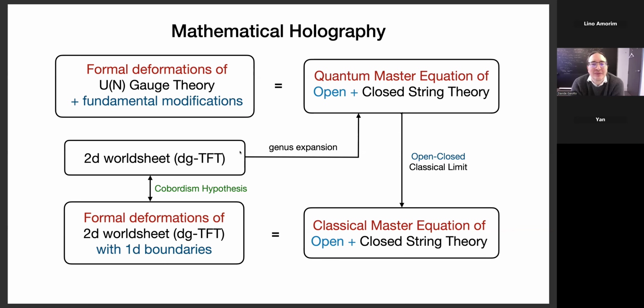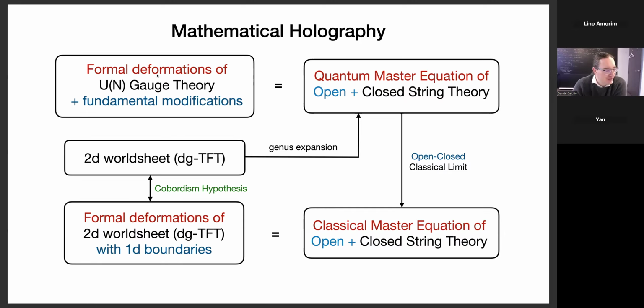Okay, so let me remind you of the general picture that we presented in the previous lecture. We have a gauge theory with a U(N) gauge group or something like that. We study its formal deformations in perturbation theory, perhaps after adding a collection of fundamental modifications, and I'm going to discuss more precisely what that means.